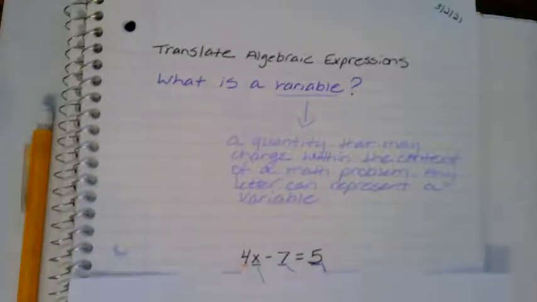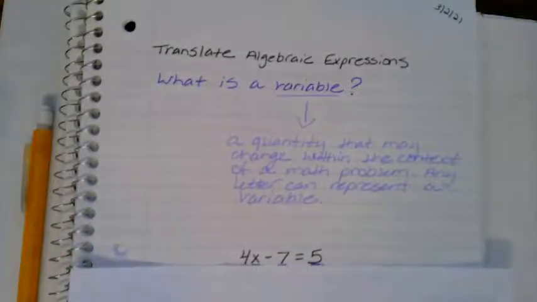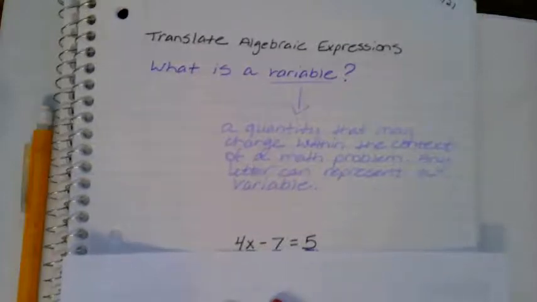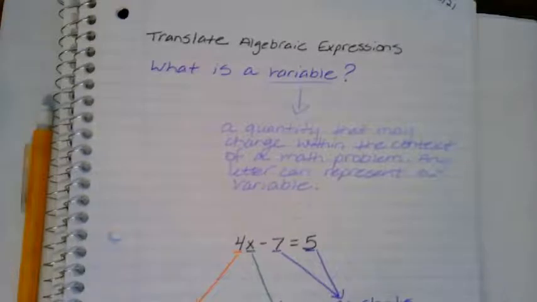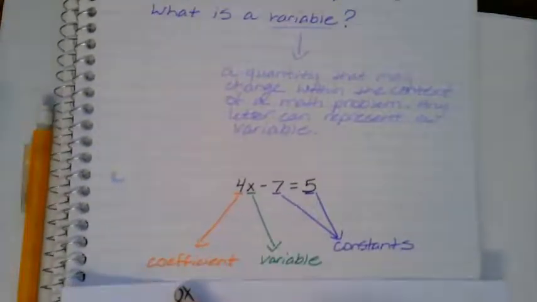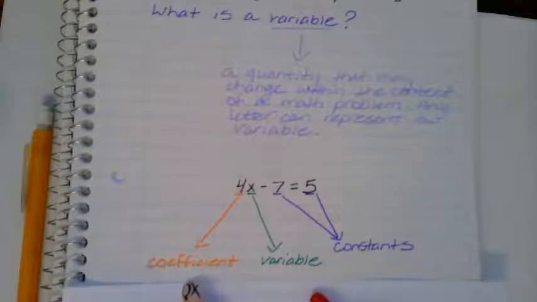Let's look at something like this: 4x minus 7 equals 5, right? We're not going to worry about solving this yet. We're going to learn about it. So our 4 is called our coefficient. And these words you really aren't going to use a whole lot.